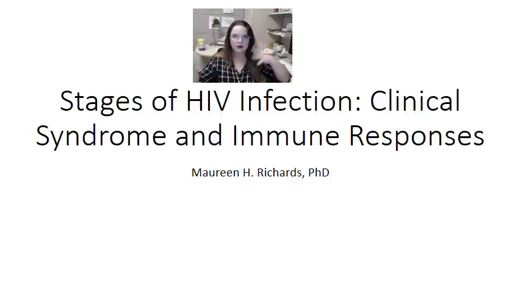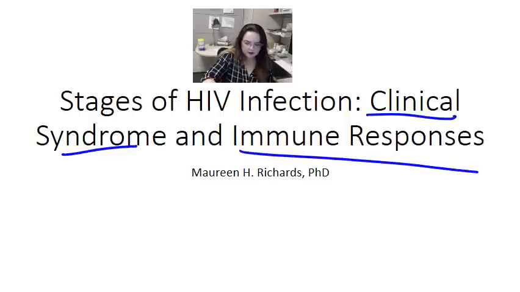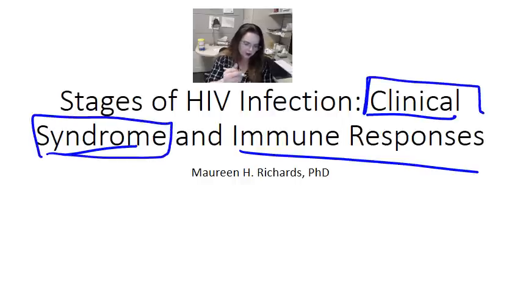So in my other life, I am an HIV researcher, and as such, I actually found it really difficult to separate two really key concepts to understanding HIV. And that's basically the clinical syndrome from the immune response. Because the target of the human immunodeficiency virus is immune cells, you really can't have one without the other. And when we actually look at the clinical syndromes, the clinical syndrome completely mirrors what's happening in the immune response.